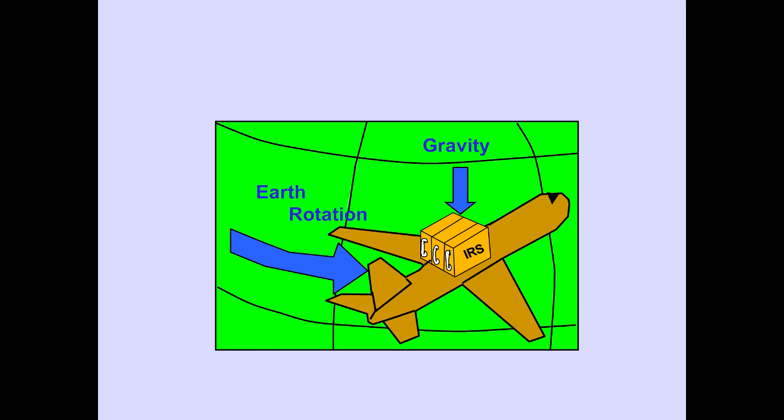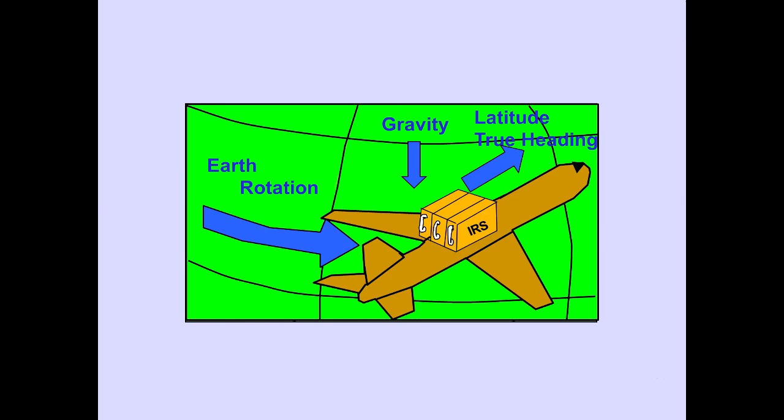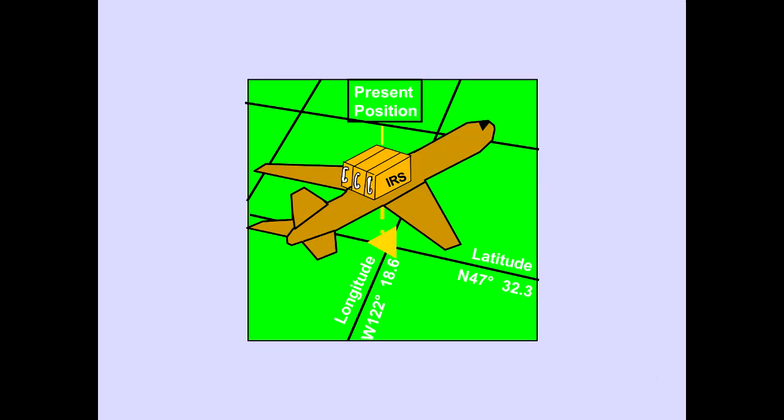During alignment, the IRS senses Earth rotation and gravity. The IRS uses Earth rotation and gravity information to calculate latitude and true heading. Before the IRS can complete alignment, the airplane's present position must be entered. Present position is always described in degrees of latitude and longitude.